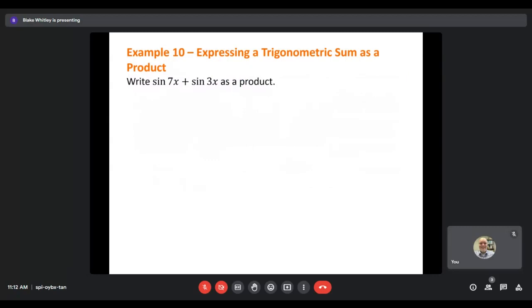All right, so we want to write sine of 7x plus sine of 3x as a product instead. So we have a sine plus a sine. That's the very first formula on that last slide. So we need to figure out what our x and y values are. In this case, the 7x is like the x in our formula, and the 3x is like the y. So we know when we're doing this, we're going to get 2 sine of (x plus y) over 2 times cosine of (x minus y) over 2.